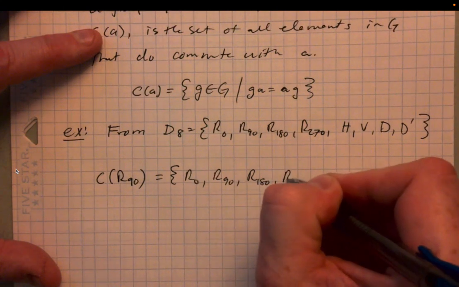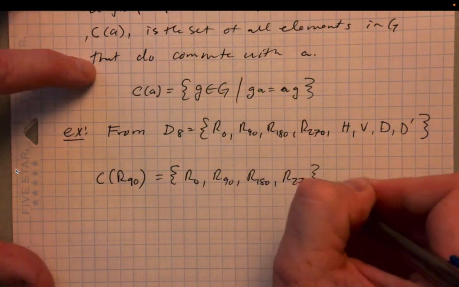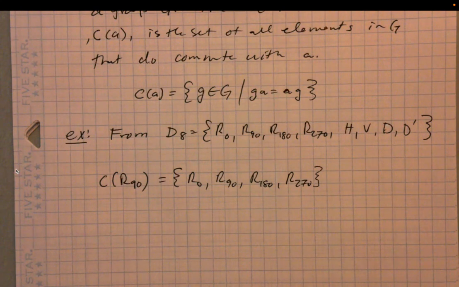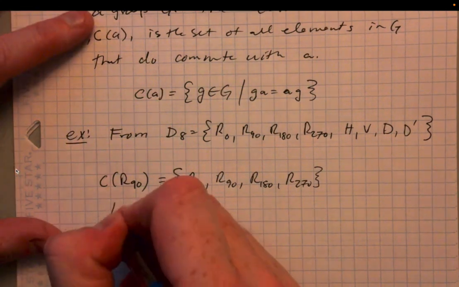That might be intuitive. A 90-degree rotation should commute with any other rotation. It doesn't matter if you first rotate 90 degrees and then 180 degrees, or 180 degrees first and then 90 degrees. You're going to get the same answer, especially if it's all one direction of rotation, all counterclockwise. All right, so this is the centralizer of R90.